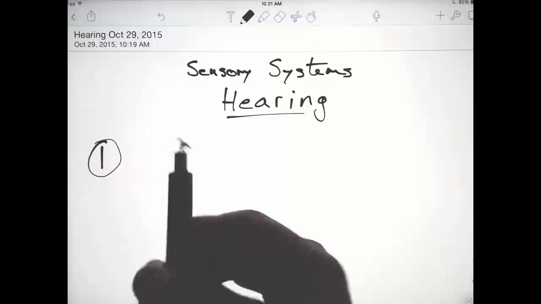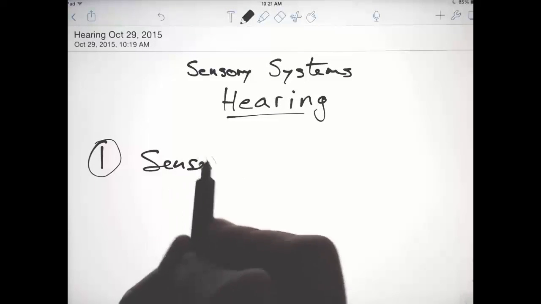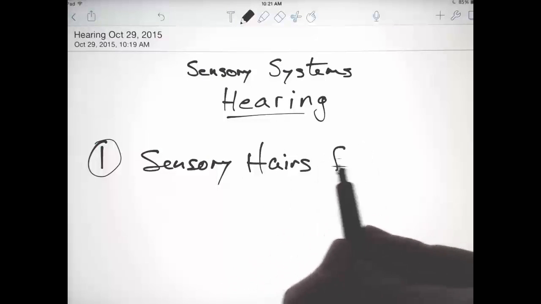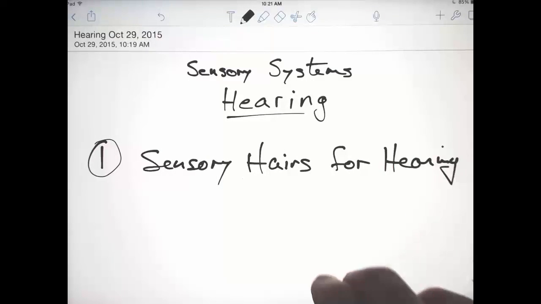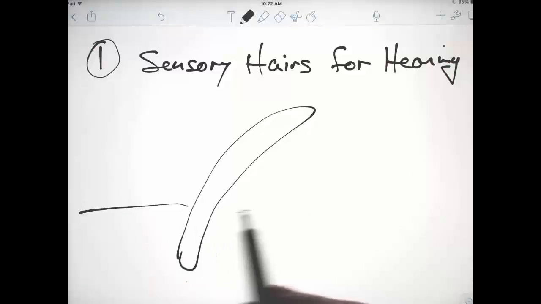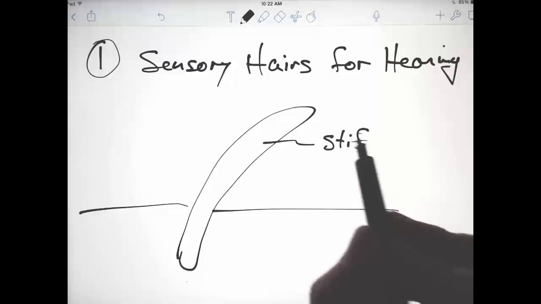This section is on sensory systems. I'm going to start by talking about hearing using sensory hairs. Here's a sensory hair sticking out from the surface of an animal.